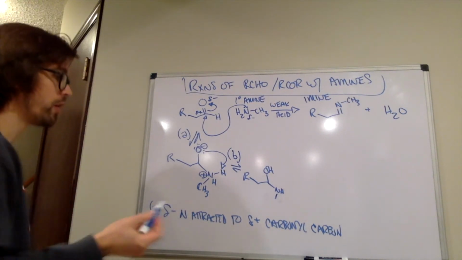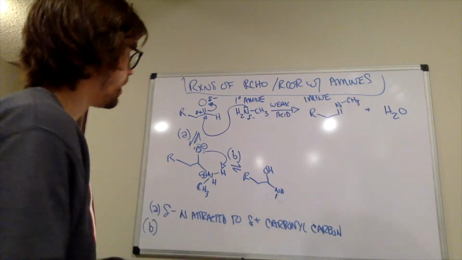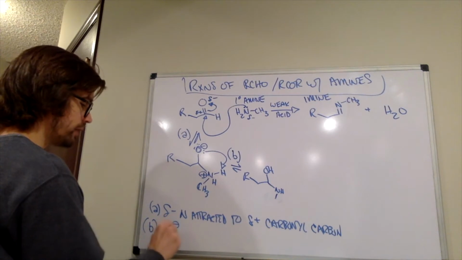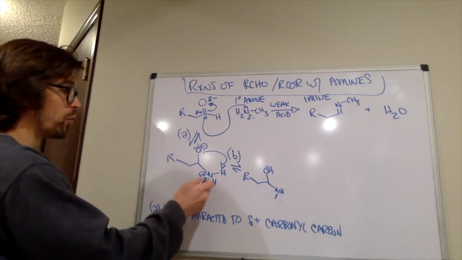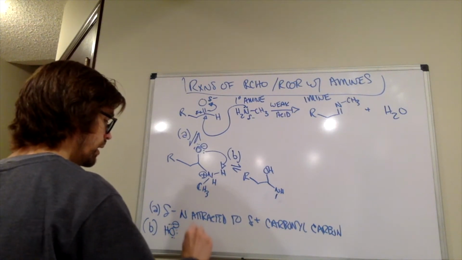B, what happened? Well, let's break this down to just an acid-base chemistry step. What is O minus like? O minus would be like HO minus. And then what is this nitrogen moiety like? Well, that would be very similar to NH4 plus.